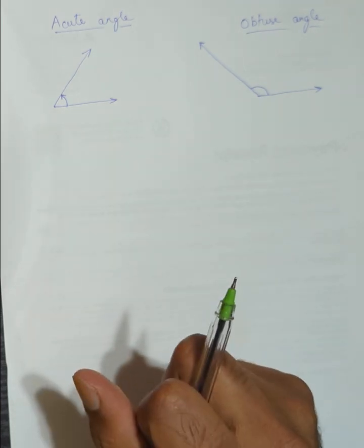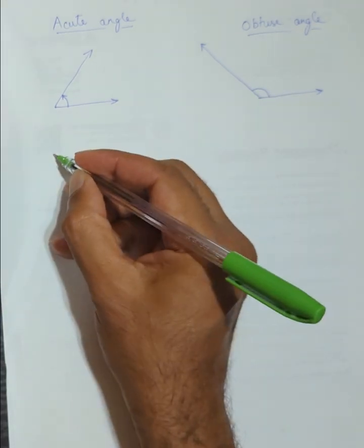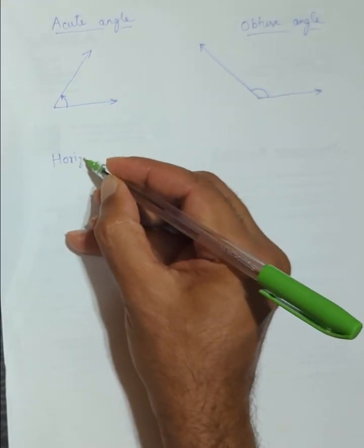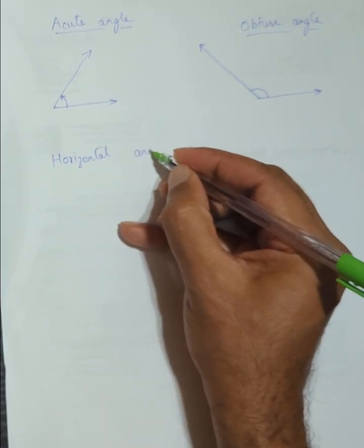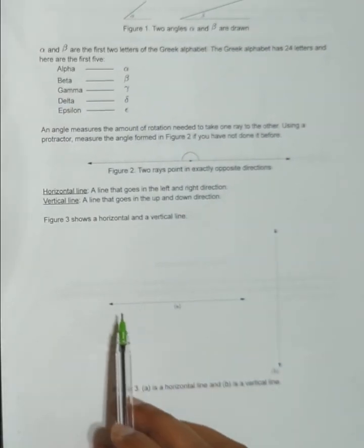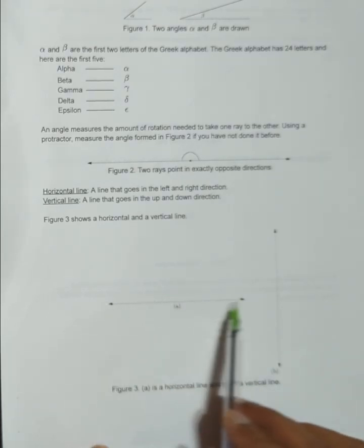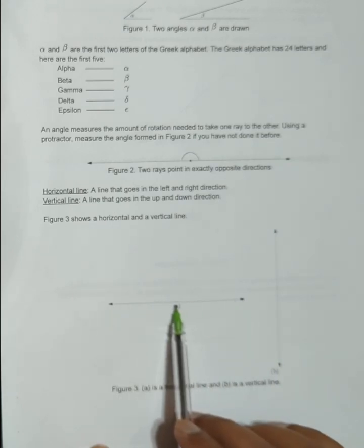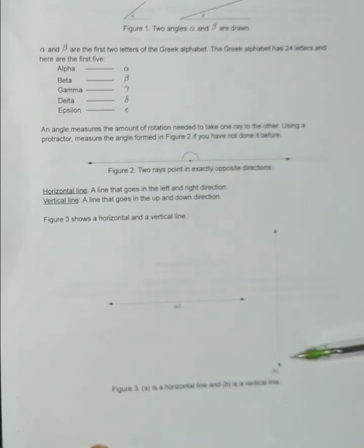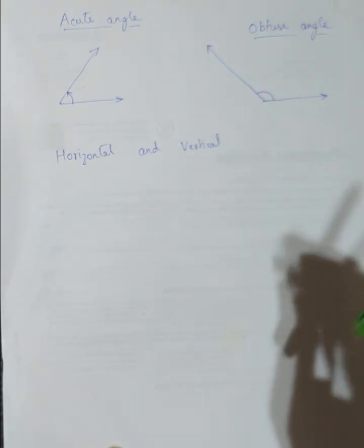Now let's switch gears and talk about lines. In particular, we want to talk about these two special lines called horizontal and vertical. So what are those lines? Well, a horizontal line goes in the left and right direction. Remember, a line is something that goes in both directions, and horizontal goes in the left and right direction. A vertical line goes in the up and down direction. So that's the definition of horizontal and vertical lines.